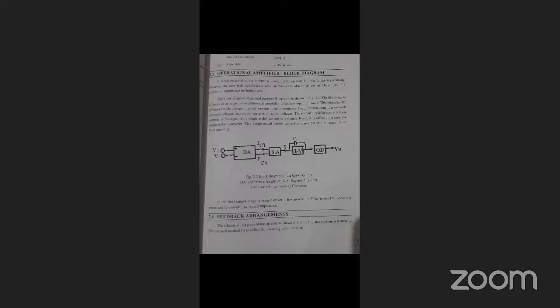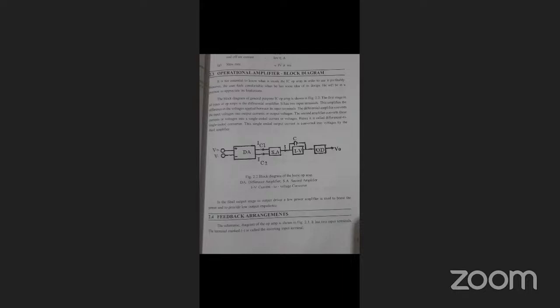Now, it is not essential to know what is inside the IC op-amp, that is not required, ma. We can use it comfortably when we have some idea about what conversions are going on in this differential amplifier and amplifier. The block diagram of a general purpose op-amp, op means operational amplifier, is shown in the figure.